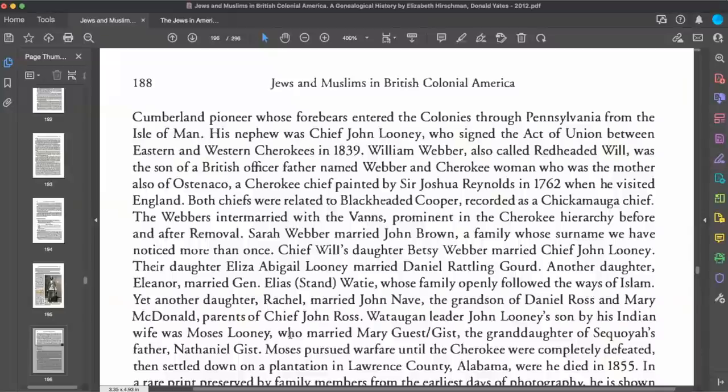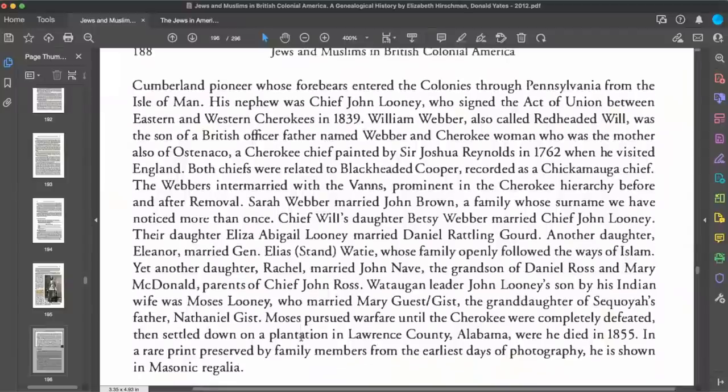William Webber, also called Red-Headed Will, was the son of a British officer, father named Webber, and a Cherokee woman, who was the mother also of Ostenaco, a Cherokee chief painted by Sir Joshua Reynolds in 1762, when he visited England. Both chiefs were related to Black-Headed Copper, recorded as a Chickamauga chief. The Webbers intermarried with the Vanns, prominent in the Cherokee hierarchy before and after removal. Sarah Webber married John Brown, a family whose surname we have noticed more than once. Chief Will's daughter, Betsy Webber, married Chief John Looney's.